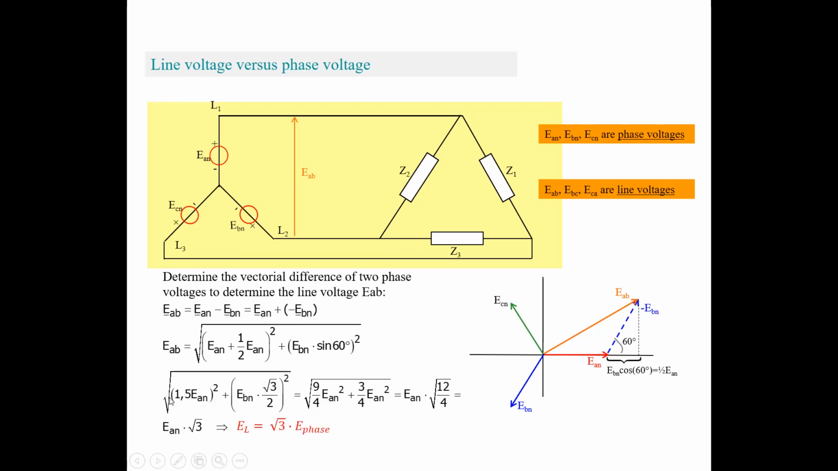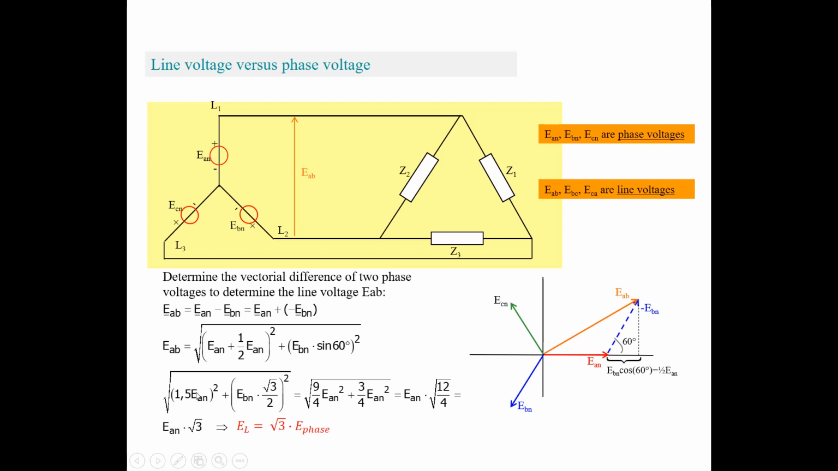Working that out gives us the square root of 1.5 times EAN squared plus EBN, or EAN times the sine of 60 degrees, which is the square root of 3 over 2 squared, which is equal to 9 over 4 times EAN squared plus 3 over 4 times EAN squared, which is equal to EAN times the square root of 12 over 4, which is the square root of 3. So EAB is equal to EAN times the square root of 3.